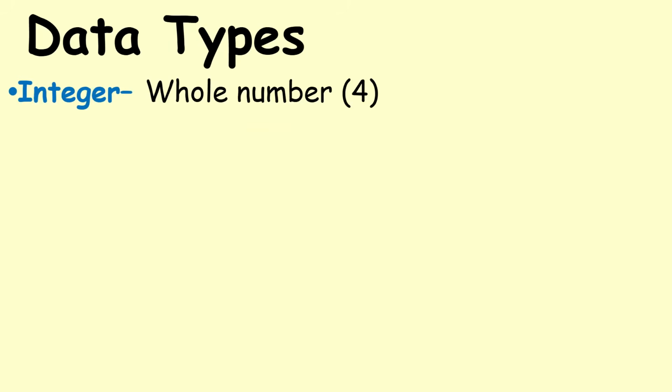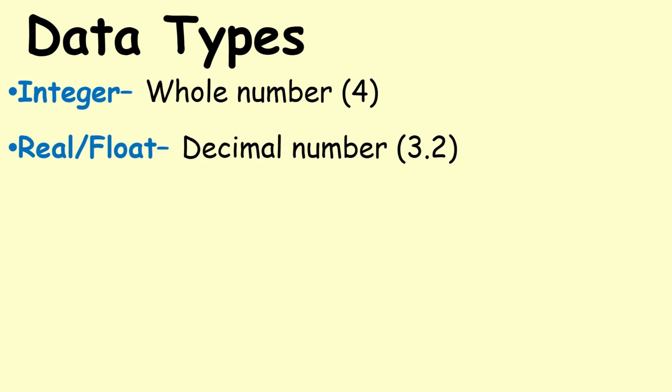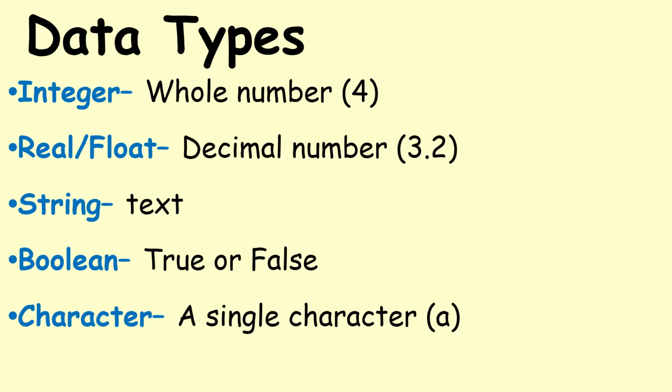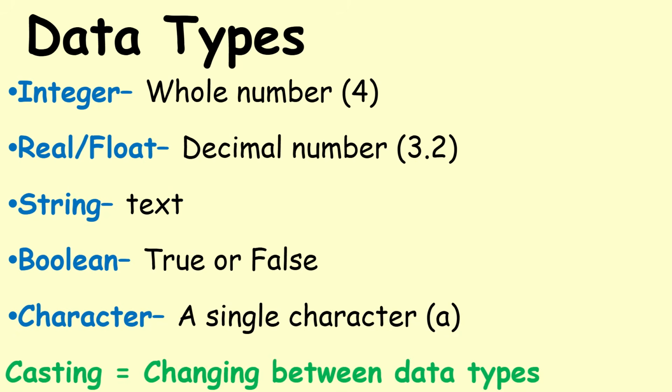Data types, we've got an integer, which is a whole number, so for example, 4. A real or a float, as it might be called in the exam, it could be called either. You can put either and you will still get the mark, is a decimal number, 3.2 as an example. String is text. Boolean is either true or false. A character is obviously a single character, may sometimes be referred to as char. And then casting is that term for changing between data types. They love a question on that. Make sure that you're able to say what casting means.